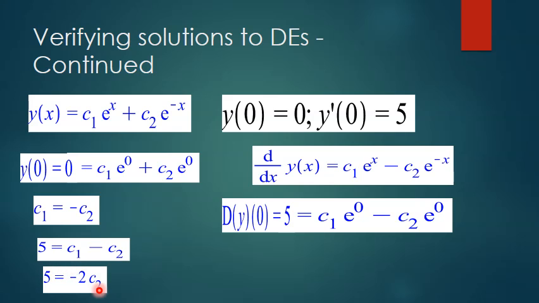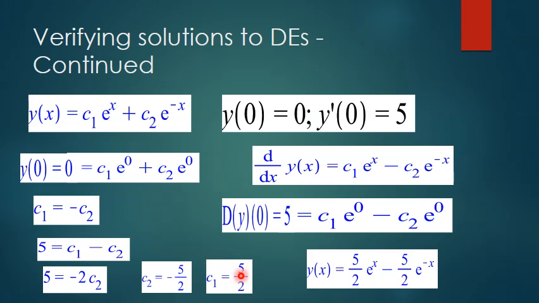If I plug that in there, I can solve for C2 now. C2 is a minus 5 halves. I plug that back into C1, it's 5 halves. So my particular solution, or a single solution, is equal to this. This actually is a family of solutions. Depending on what the coefficients are, I get a whole range of solutions.